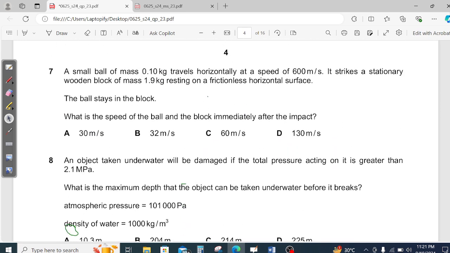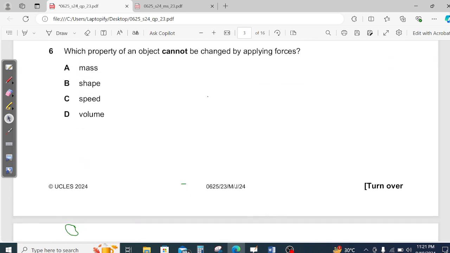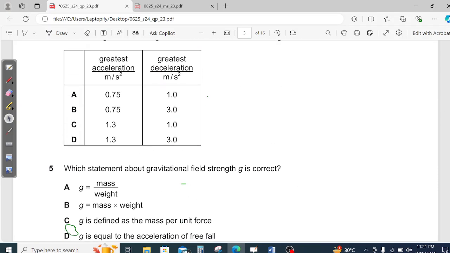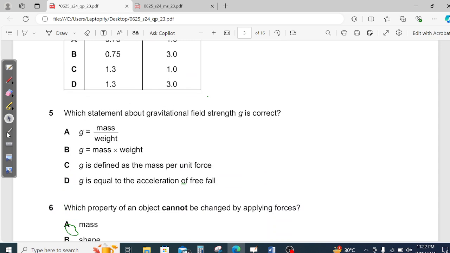Now move towards question number 5. Which statement about gravitational field strength g is correct? So it is a very easy question.